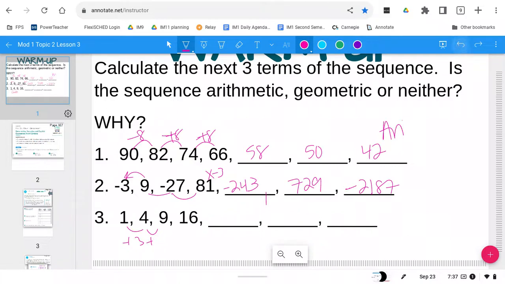This one, it looks like I add 3, then add 5, so that doesn't work. So now I check multiplies. 1 times 4 gets me to 4, but when I times 4, it doesn't get me the next one. So this is going to be a neither. This other one was a geometric because I multiplied by -3.